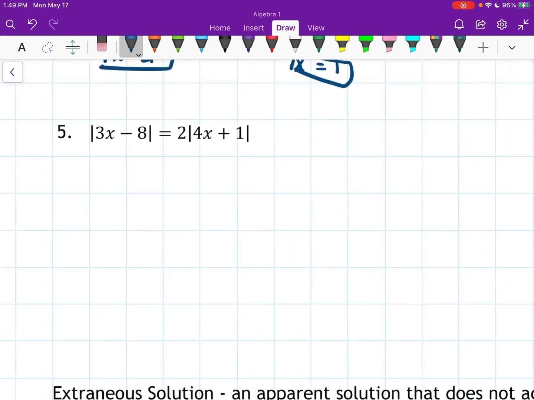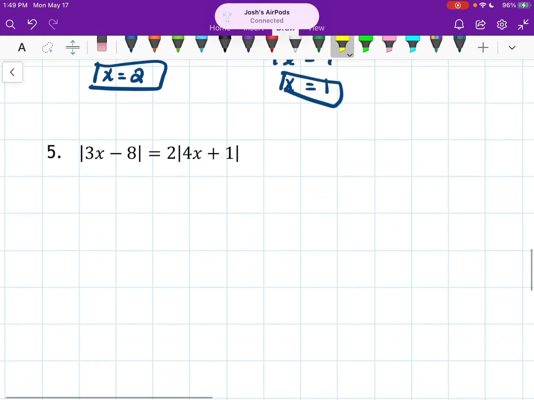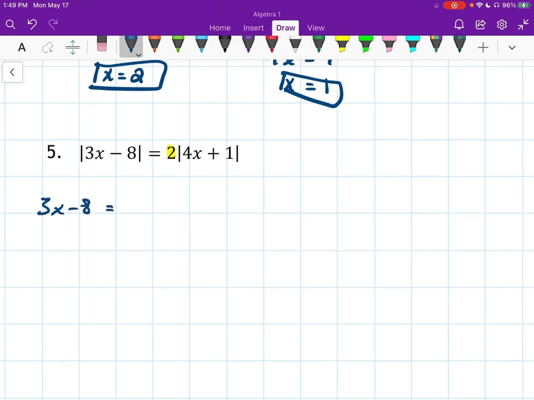All right, number 5. Just like in number 4, we're still going to be splitting it up and making a positive and a negative version of the right side. But we have this 2 sitting out front. So let's look here. We're going to have 3x minus 8 equals 2 parenthesis 4x plus 1, and then we're going to have 3x minus 8 equals negative 2 parenthesis 4x plus 1, right? We still have this positive and negative version, but there's a 2 attached to it this time. It makes it just look a little bit different.